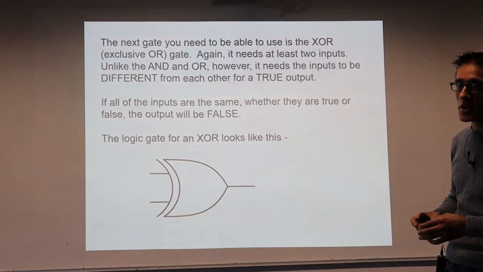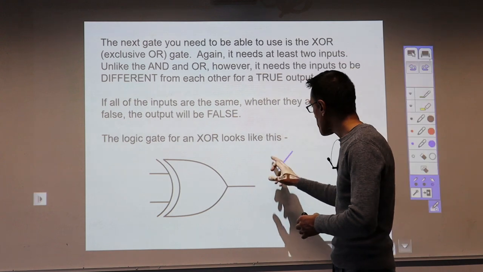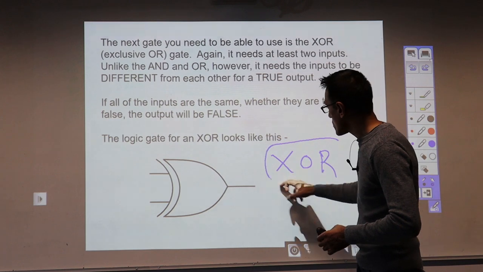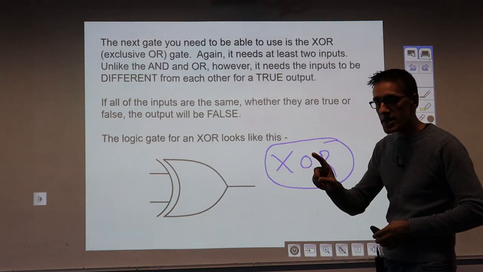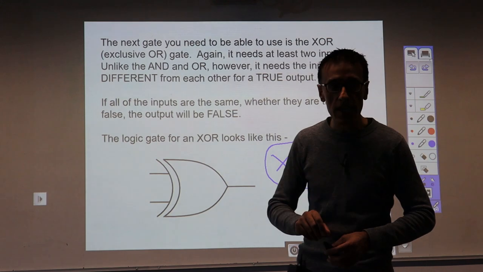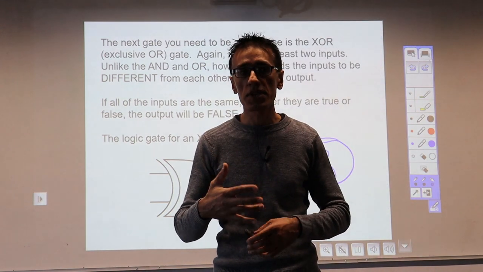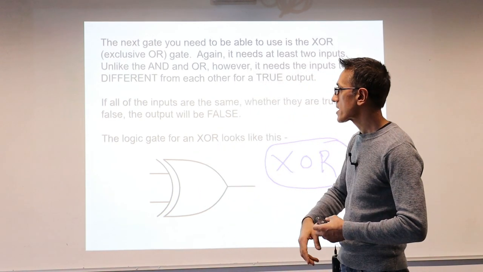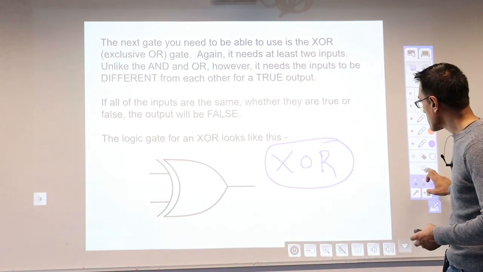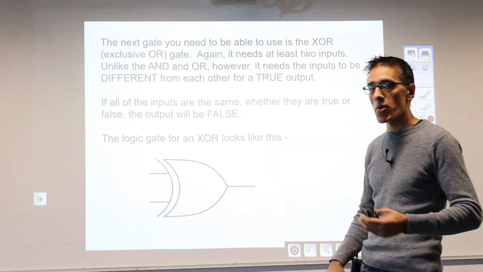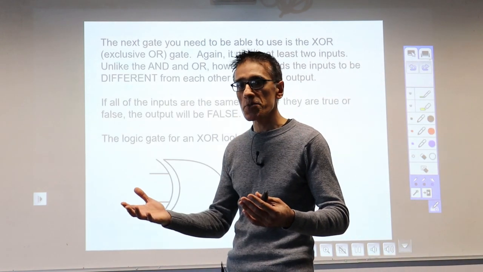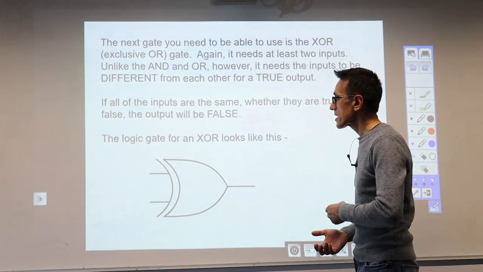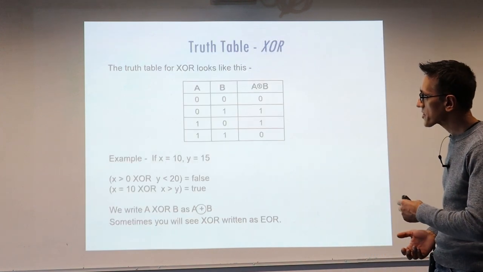The exclusive OR, or the XOR. Exclusive OR states that one and only one of those inputs can be true before the output is true. So only one of the inputs can be true, which is different from the OR. In the OR, if you had both inputs as true, the output can still be true. But with the exclusive OR, only one of those input bits can be true for the output to be true.